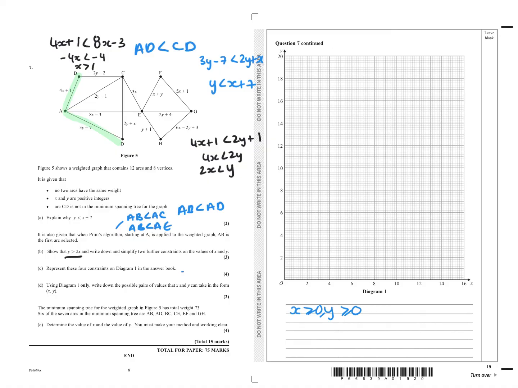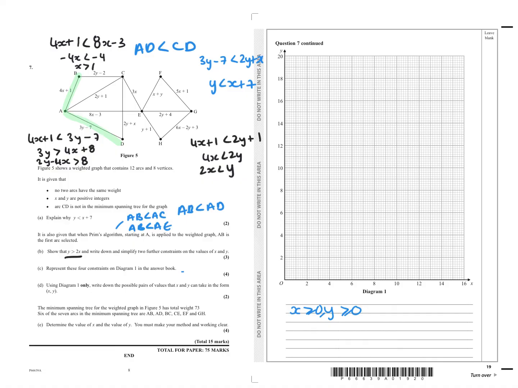And then the last one, 4x plus 1 is less than 3y minus 7. So 3y is greater than 4x plus 8. I'm just going to do 3y minus 4x is greater than 8. And then I can use the finger method. We all know the finger method, don't we? Use your finger to cover up. Okay, brilliant. So there we go.